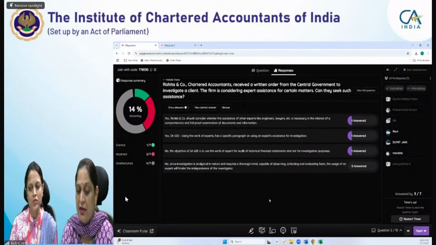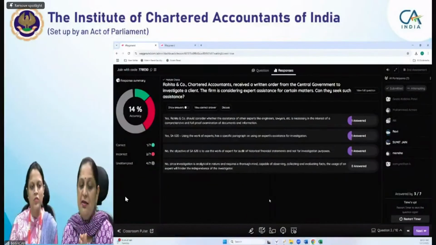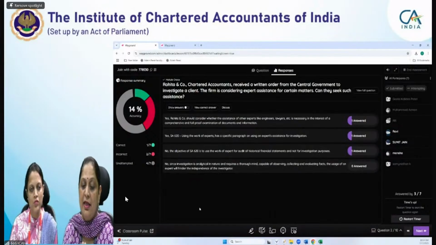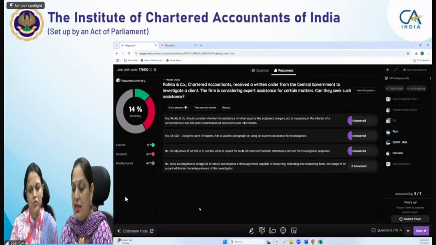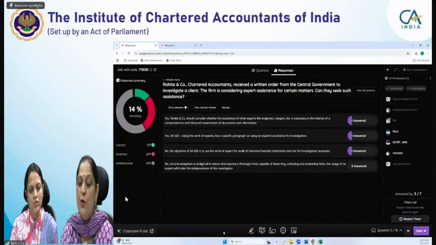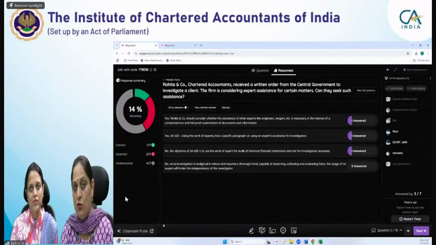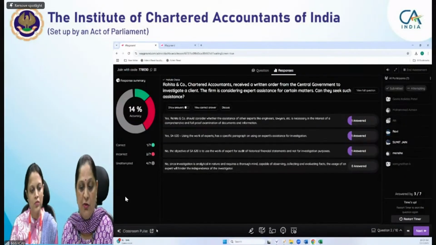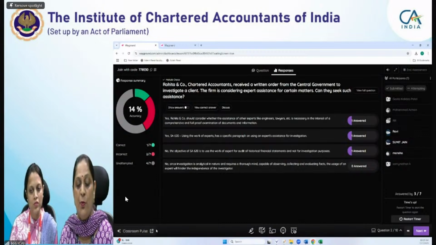That cannot be the correct one, because the correct option is, if we see the most appropriate, best answer is yes, Rohita and Company should consider whether the assistance of other experts like engineer, lawyer, etc. is necessary in the interest of a comprehensive and foolproof examination of document and information, because CA need to determine whether it is required or not, whether they are able to do the same or not. So in the yes also, if we use elimination method, 2 options which are having no option will be eliminated. But then in yes also we need to choose the most appropriate. Of course, reference of yes SA 620 is there, but then the most appropriate answer is option 1.